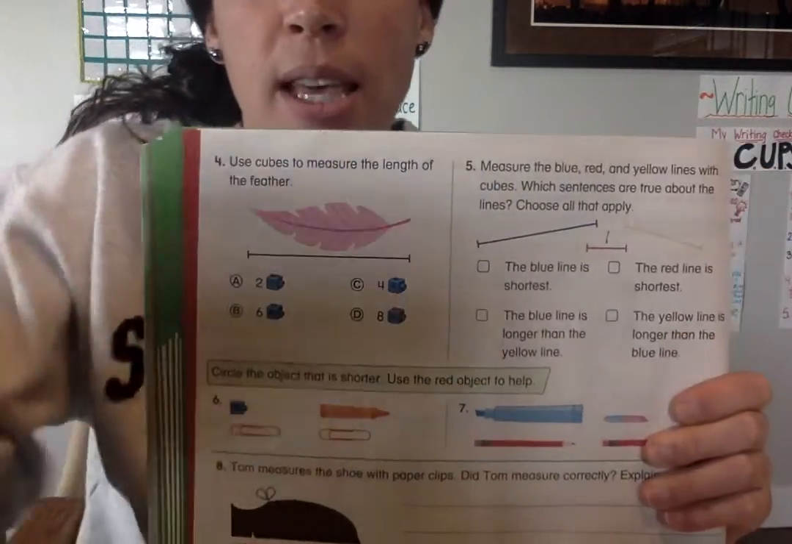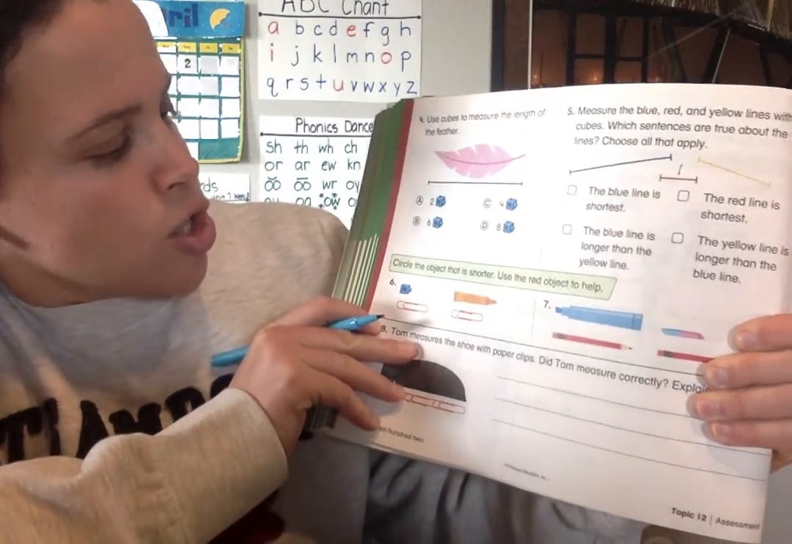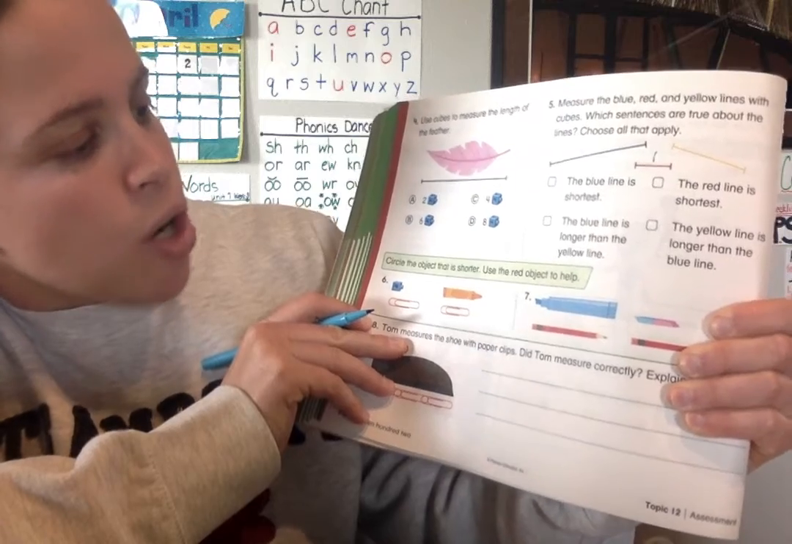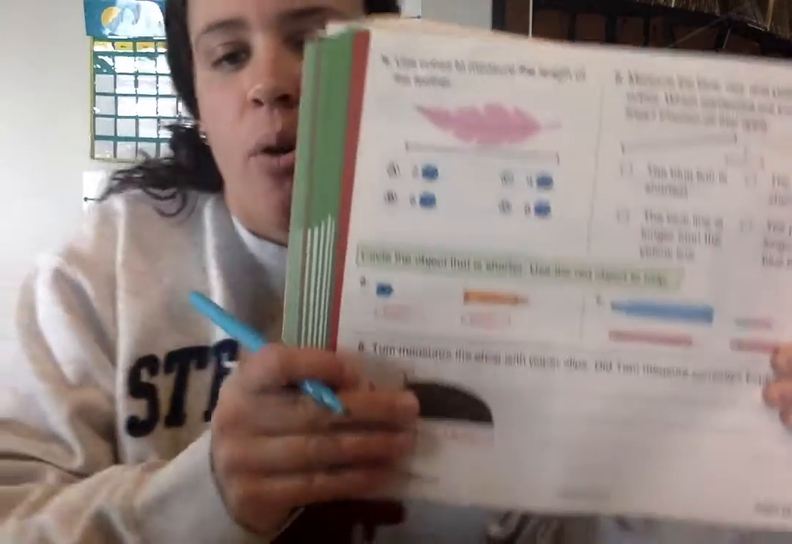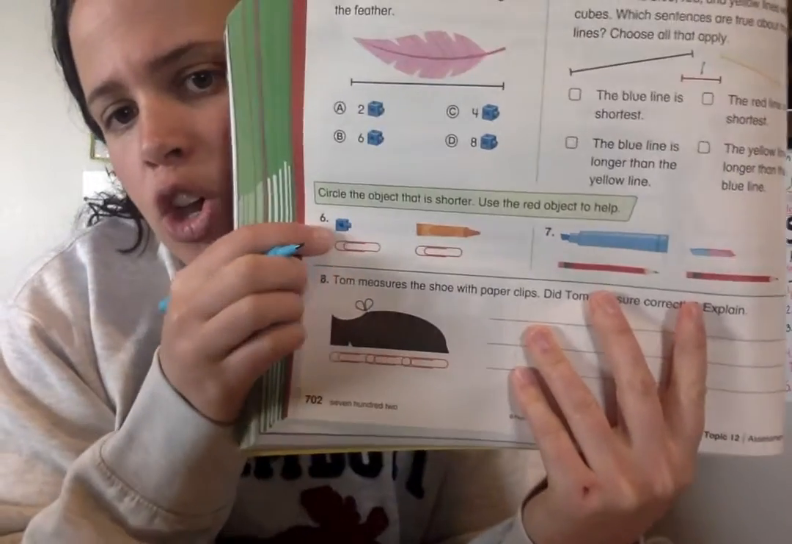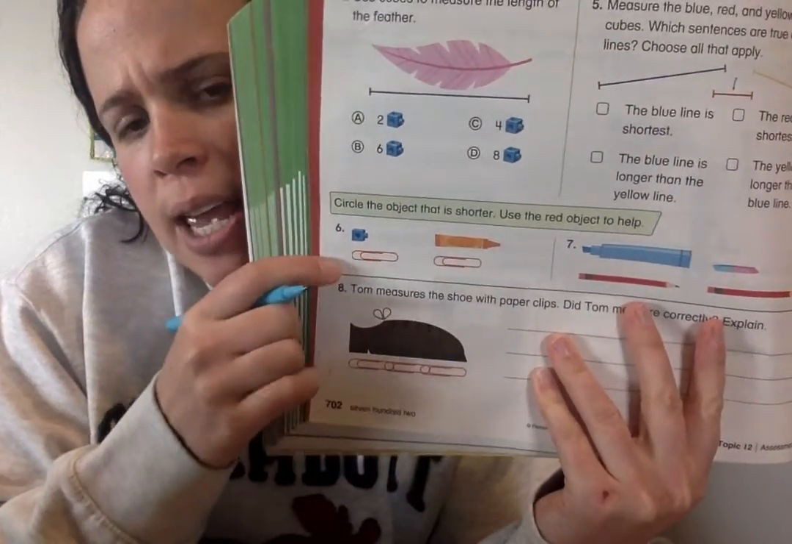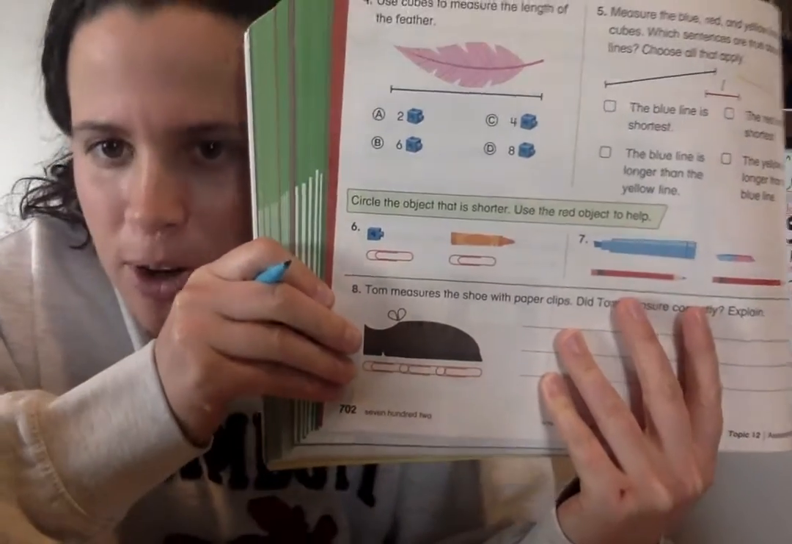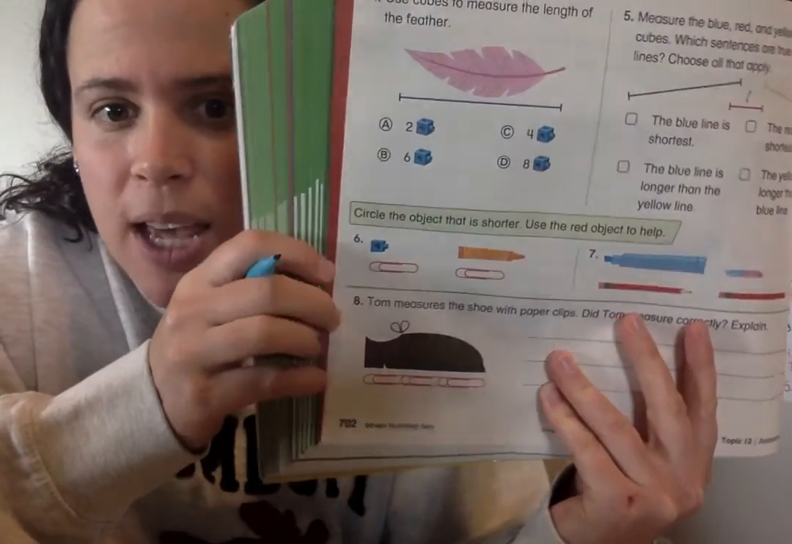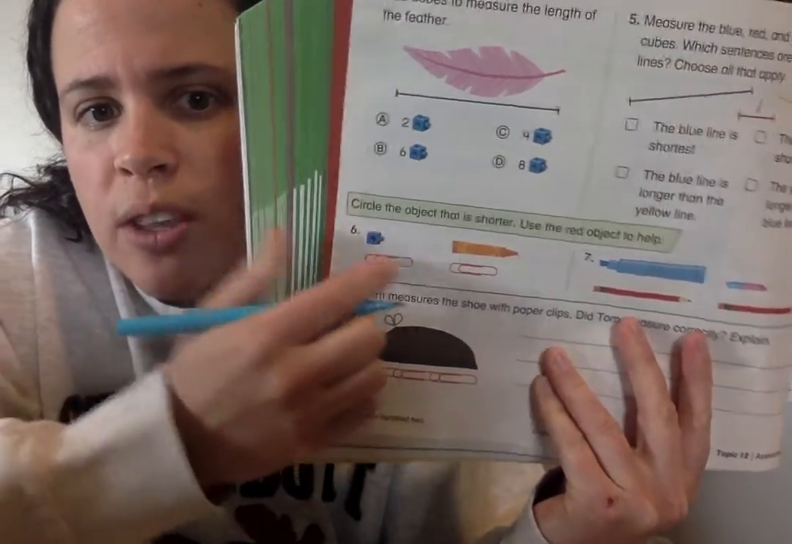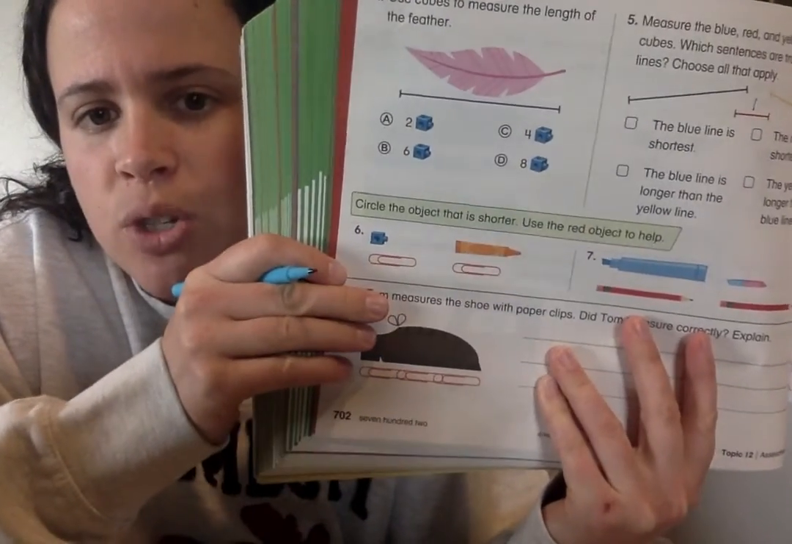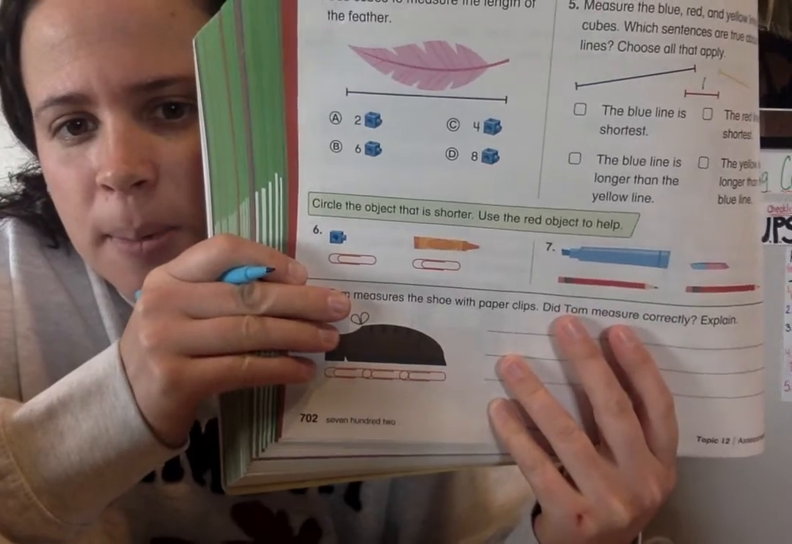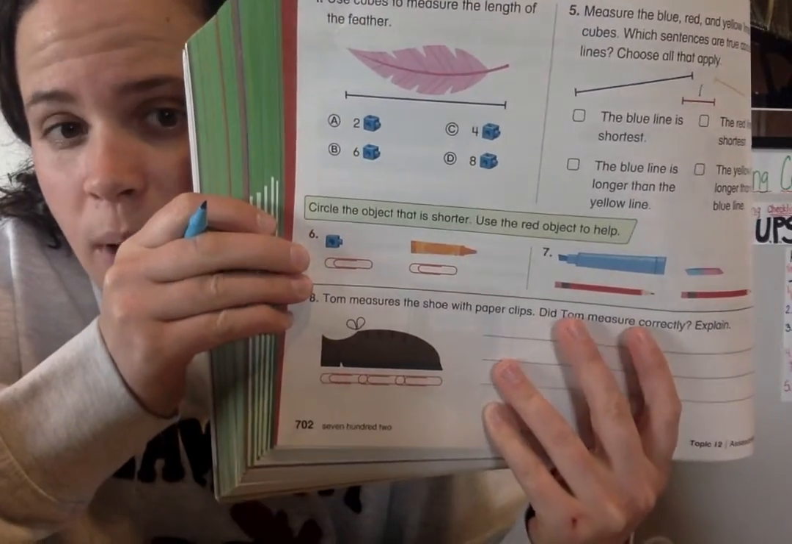Number 6 and 7. Circle the object that is shorter. Use the red object to help. So, you have a cube and you have a crayon. And they're using a paper clip as the unit of measurement. So if you think the cube is shorter than the crayon, then you would circle the cube. If you think the crayon is, you would circle the crayon. If you circled the cube, you are right.